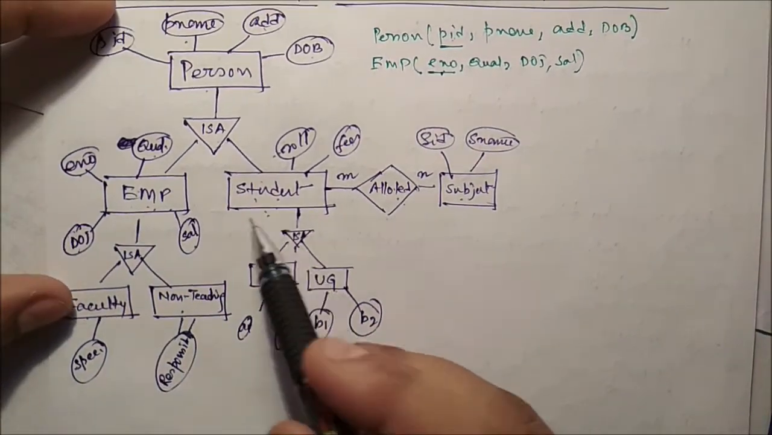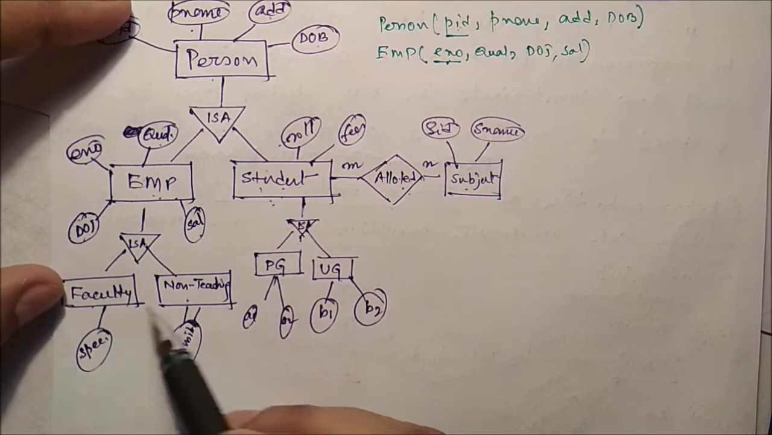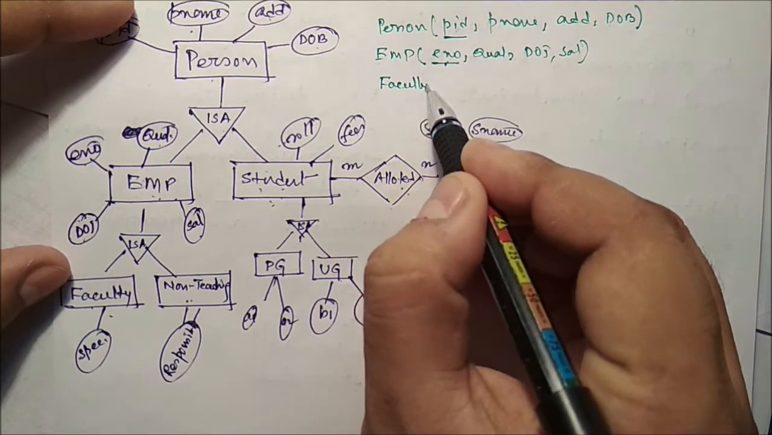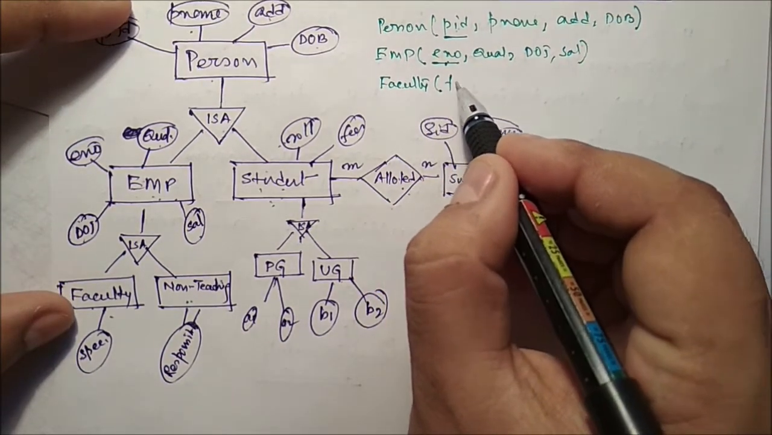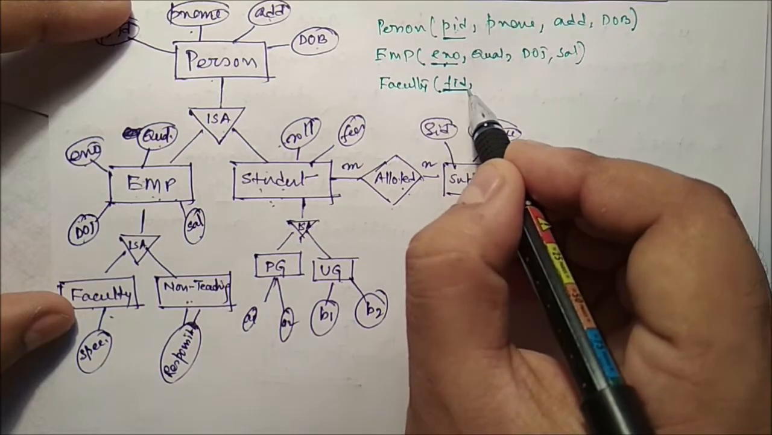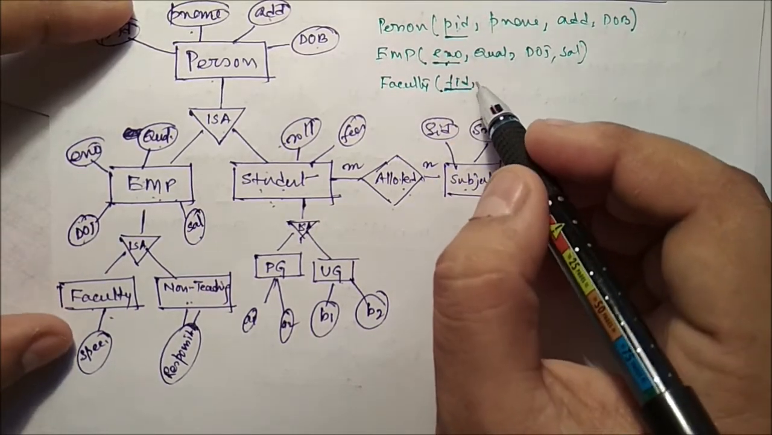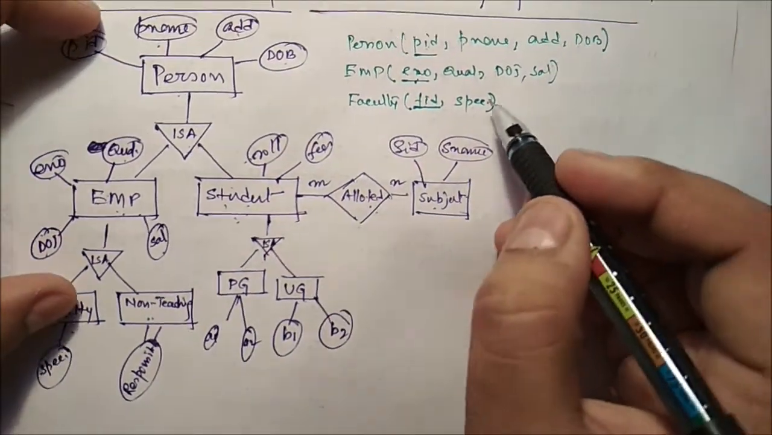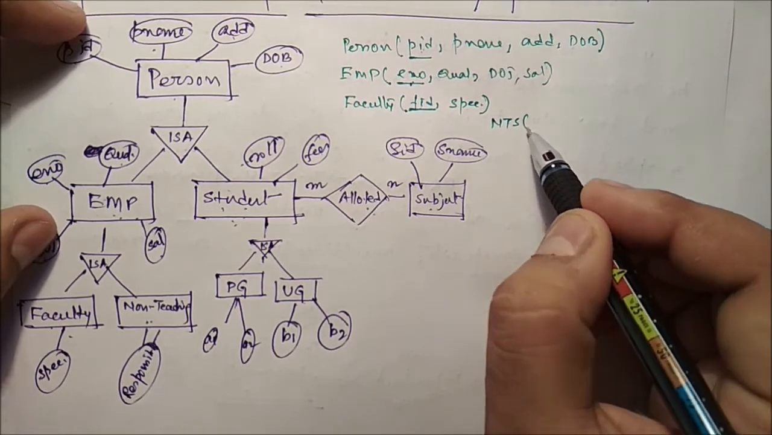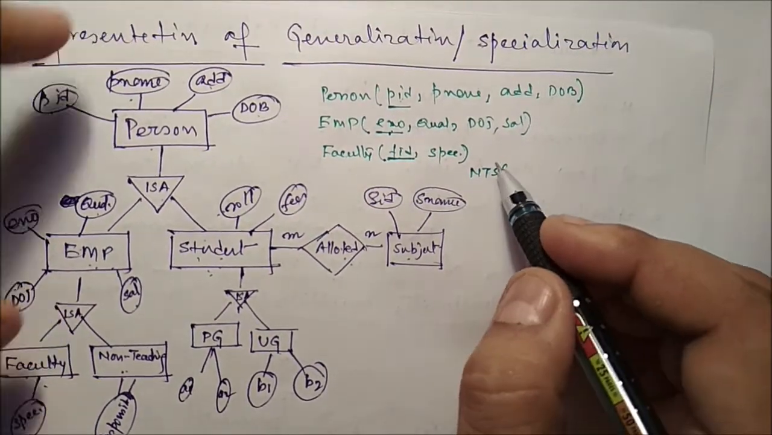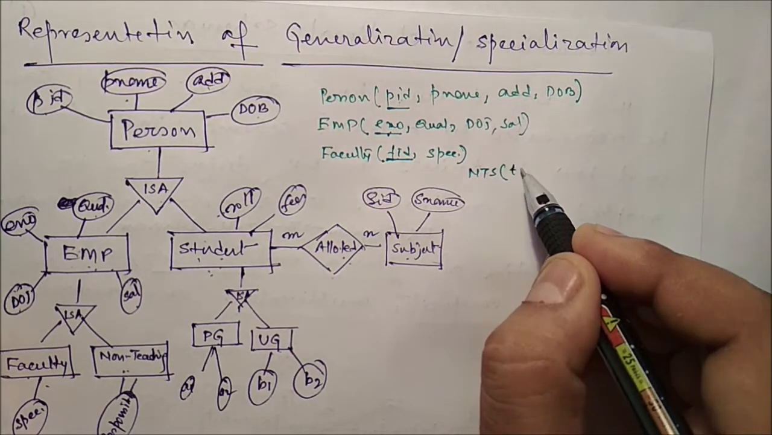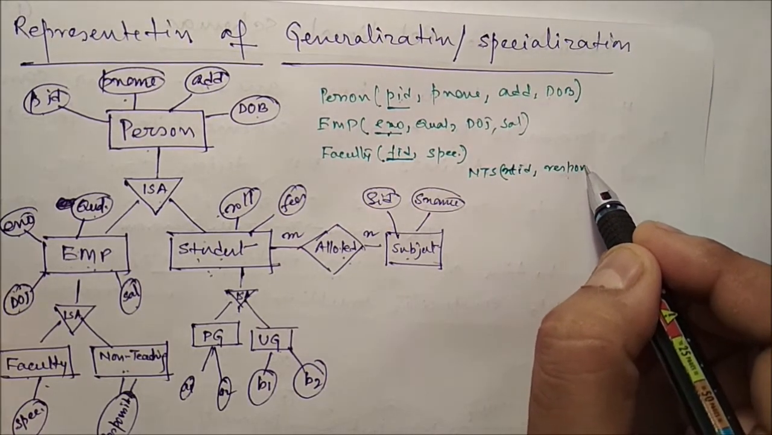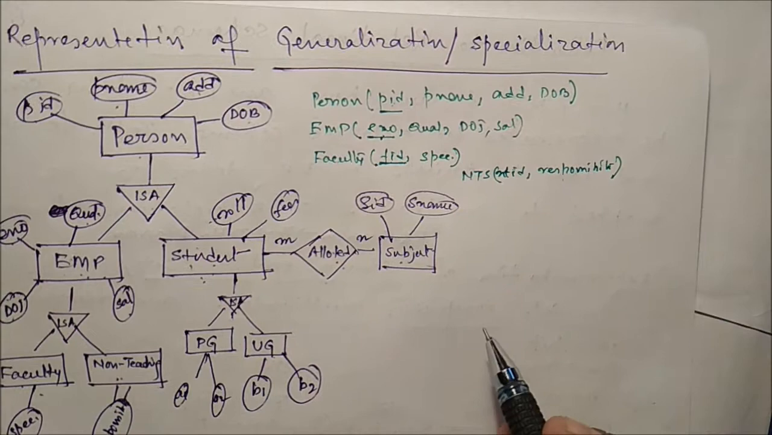Now for the employee, there is faculty and non-teaching. If it is a faculty, it has faculty ID, which is also a primary key and the foreign key of this, and specialization. And if it is a non-teaching staff, that is another table. Here we need non-teaching ID and responsibility. Are you getting this one?